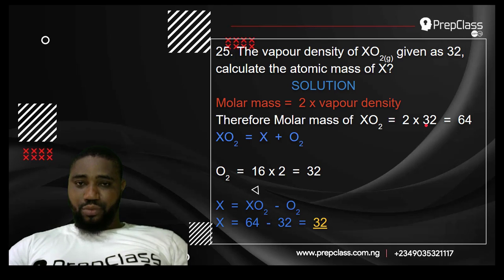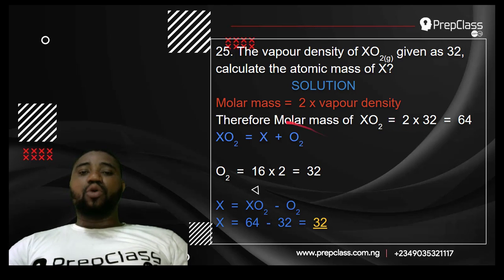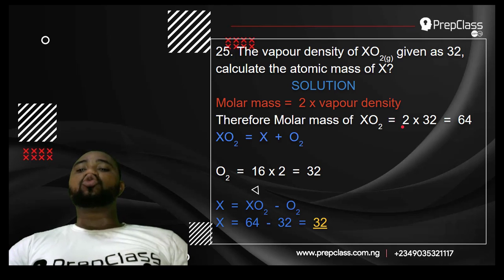Do you understand? So the molar mass of XO2 becomes 2 times 32. Why? Because the vapor density of XO2 is 32. So 2 times 32 will give you what? 64.